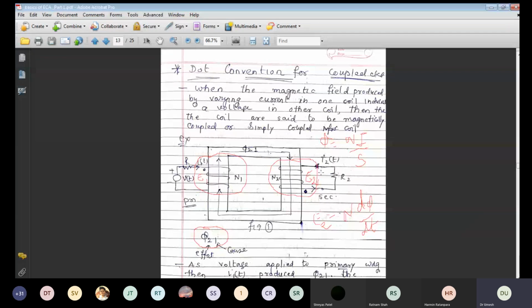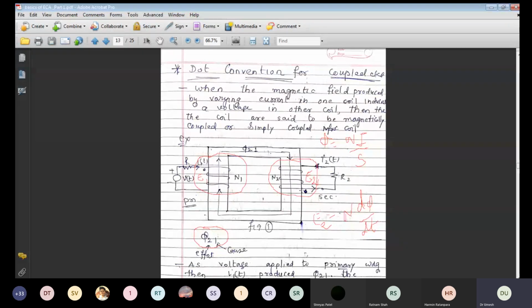Now the EMF induced in the secondary winding always opposes the cause that produced it, because of Lenz's law, which you are all familiar with. Lenz's law is such that the EMF is induced in the circuit to oppose the change.